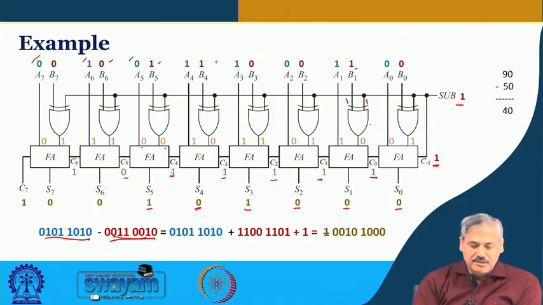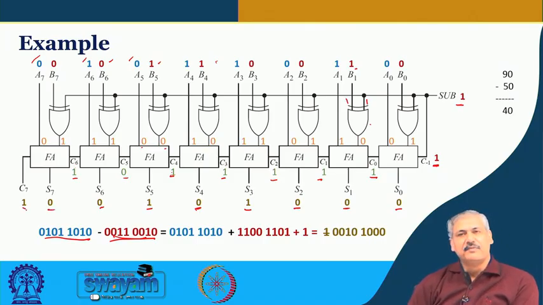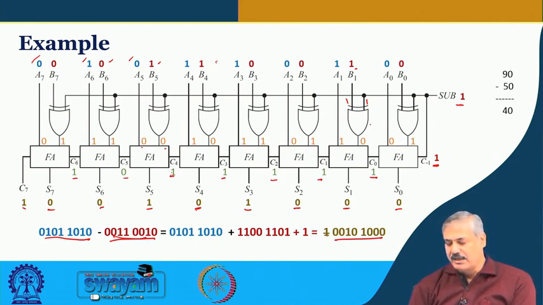Then these two are 1 and 1. So, sum is 0, carry is 1, and these 2 are 1 1, sum is 0, carry is 1. Is it fine? So, this is the number. So, this one that we are getting here, we discard it and this is what you get, and the answer we know that it is negative.